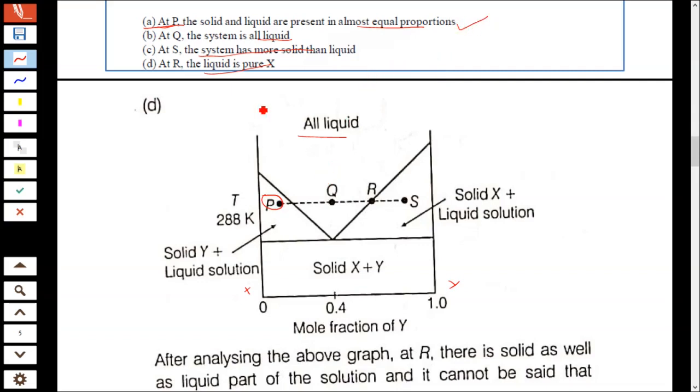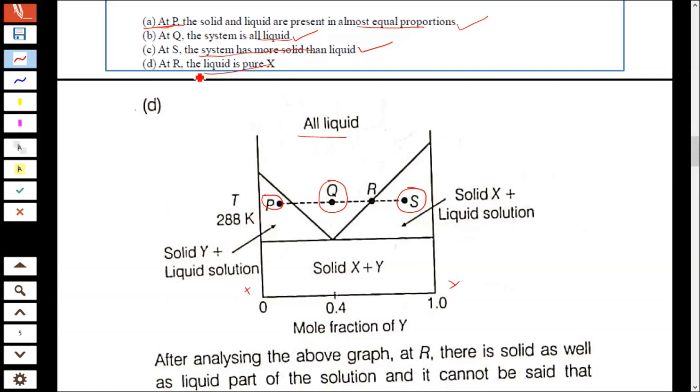And at point Q, the system is all liquid, so it is a center point where the whole system is liquid. Hence, option B is also correct. At S, the system has more solid than liquid. At this point, yes, the solid is more than liquid. Hence, option C is also correct.